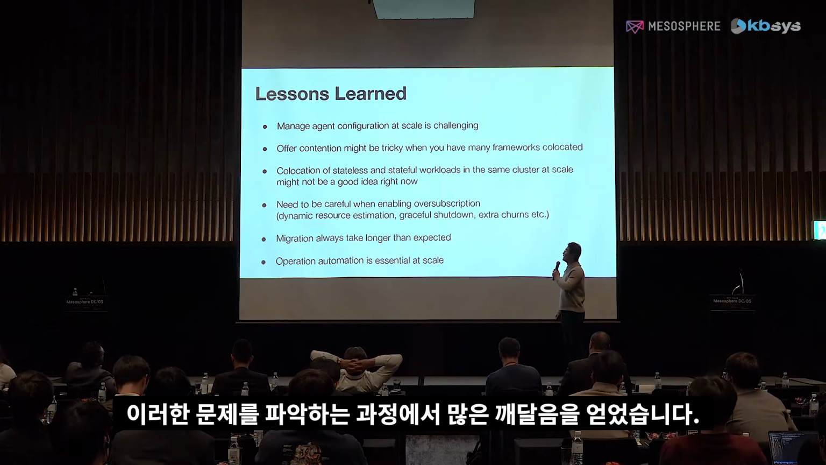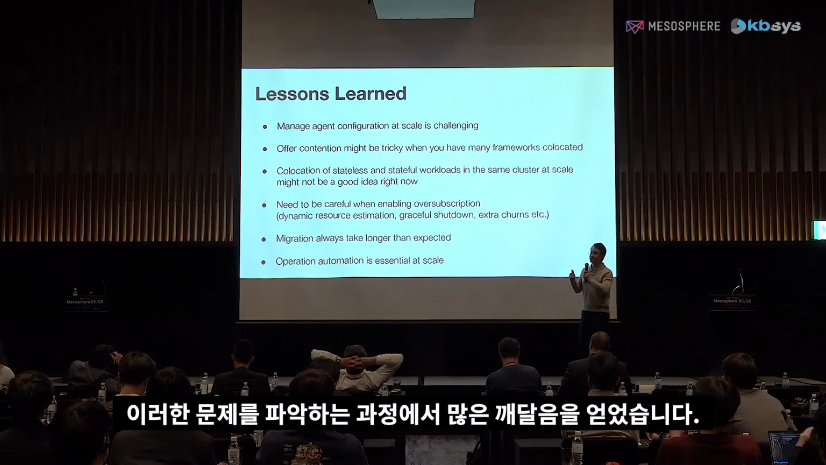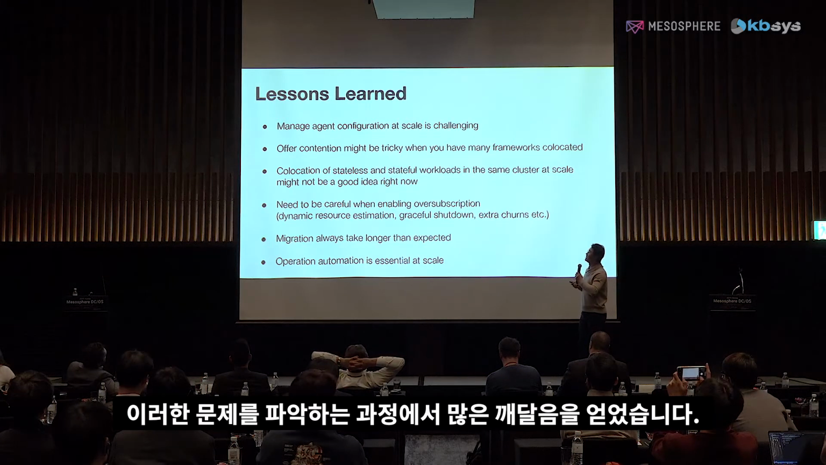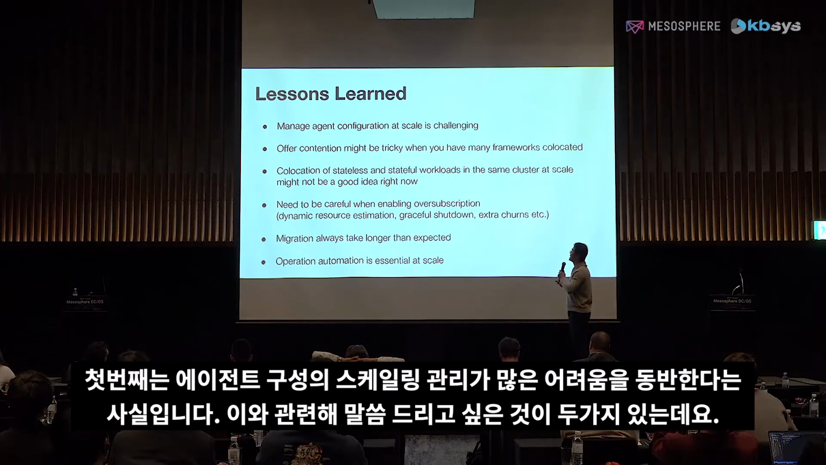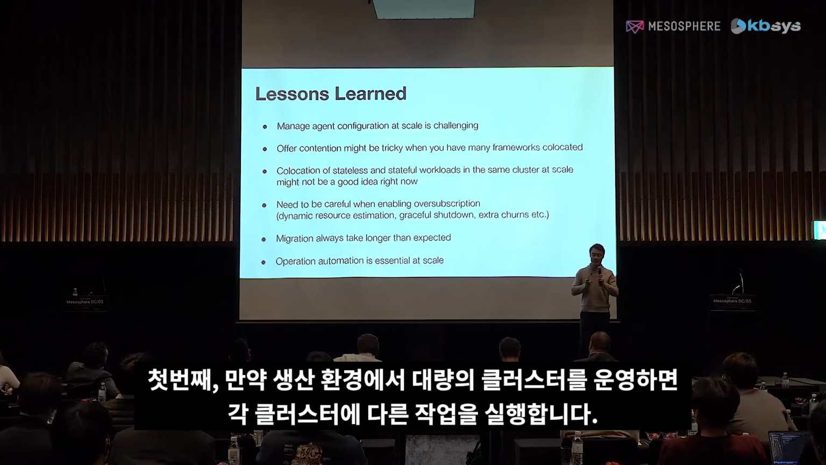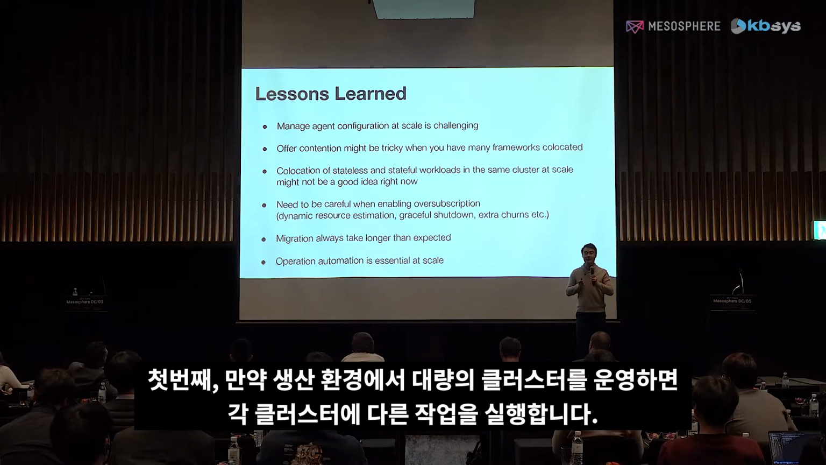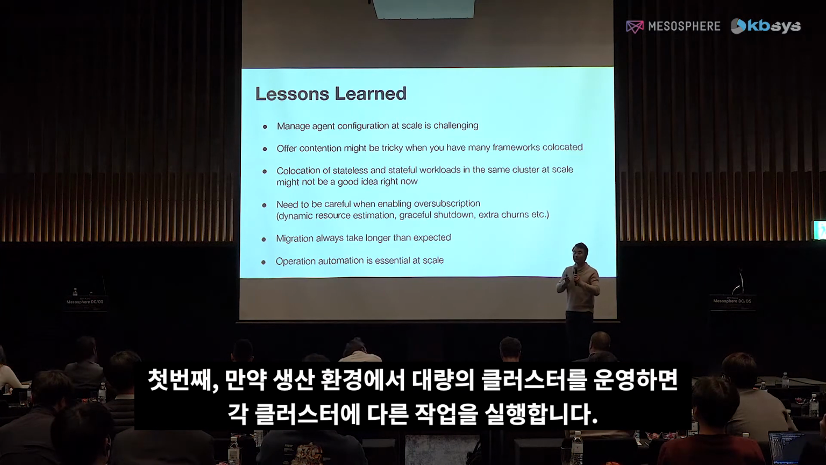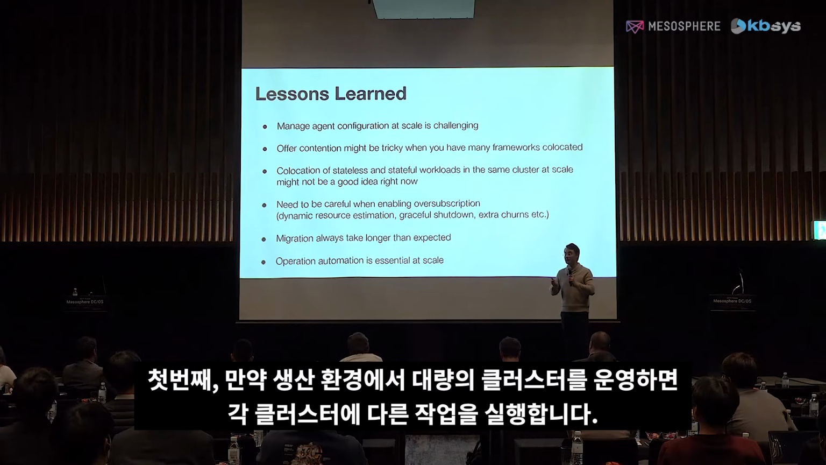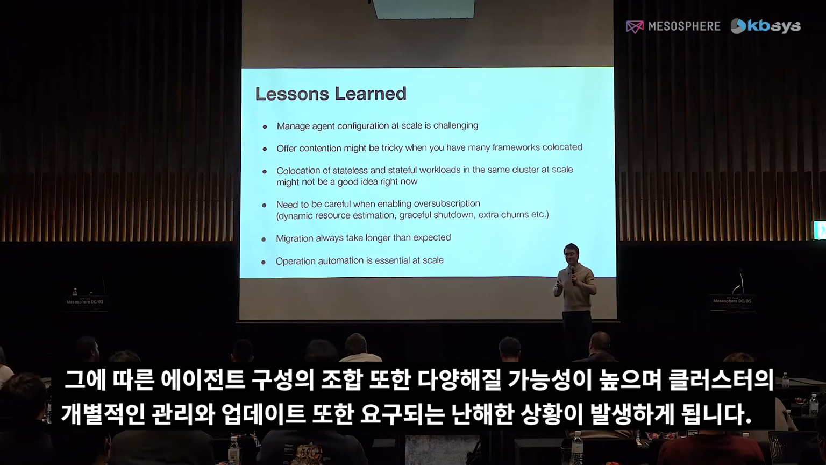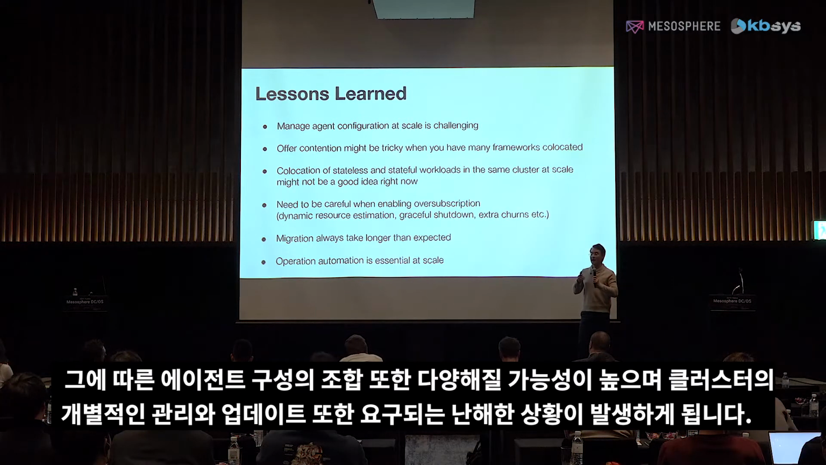Okay. After the limitations, there are also some valuable lessons we have learned along the journey. The first one is that managing agent configurations at scale is quite challenging for us. There are two things I wanted to mention here. The first thing is, imagine you are operating many Mesos clusters in your production environments. On these different clusters, you might run different kinds of workloads. So it's very likely you're going to have different combinations of Mesos agent configurations. You need to maintain and update those clusters separately, which makes the problem pretty tricky.